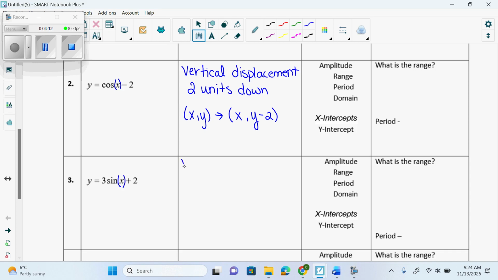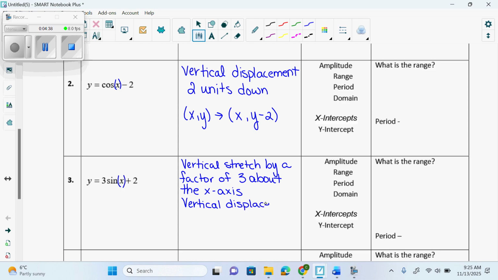Okay, this one is a vertical stretch by a factor of 3 about the x-axis. So it's about the opposite. And a vertical displacement two units up. So it's going to be x, y becomes, x stays the same because nothing happened to the x. It's just sitting there, correct? And then my y is 3y plus 2.